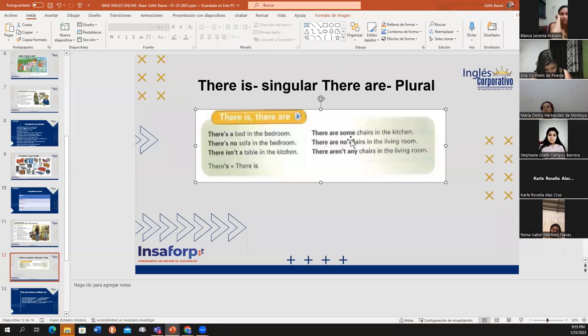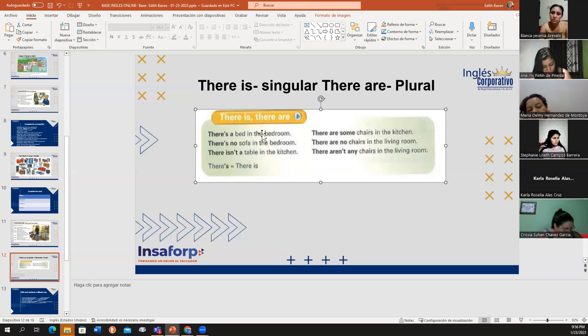Now about plural, okay? Here, it will change. It will be there are, okay? There are some chairs in the kitchen. How will be negative? ¿Cómo sería negativa? There aren't or there are no. There are not. There are no chairs in the living room or there aren't any chairs in the living room. Okay. La forma que podemos abreviarlo: there is, there's.